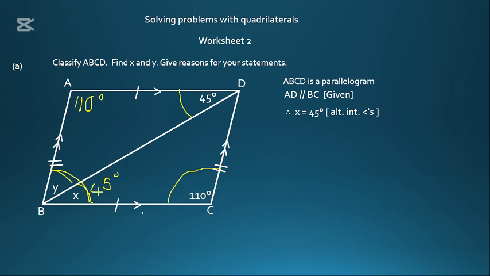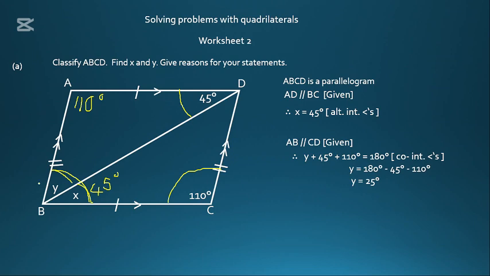Now I'm going to use this method, right? But before I continue, I must first say that AB is parallel to CD. It is given to us. There, you can say it's given. And for that reason, y plus 45 plus 110 is equal to 180, co-interior angles. So y is equal to, and we subtract, and y is equal to 25. Right, that is one way to get it. Then we do the other way too, but you can do any one.